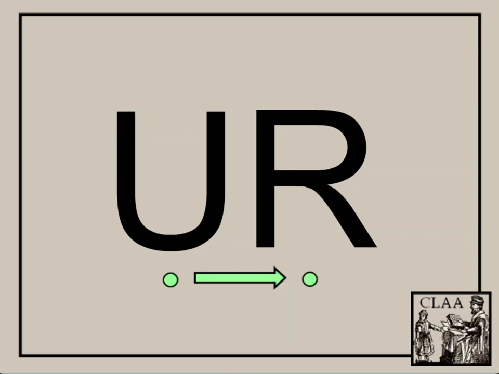And lastly, we'll begin with the vowel U and finish with the consonant R. Point to the green dot under the vowel U and we'll read this syllable. Ur, ur, ur.